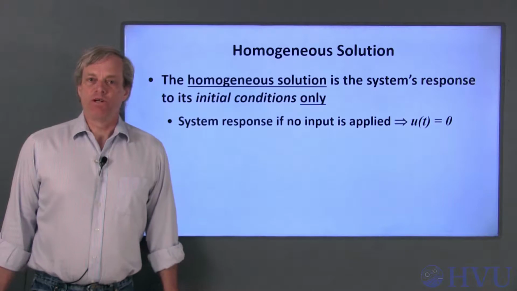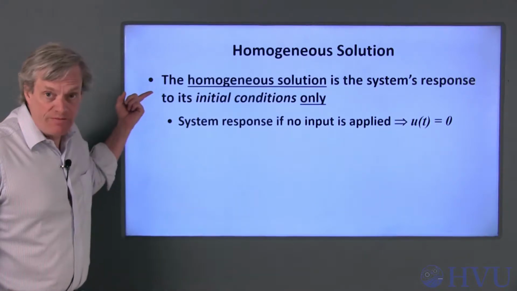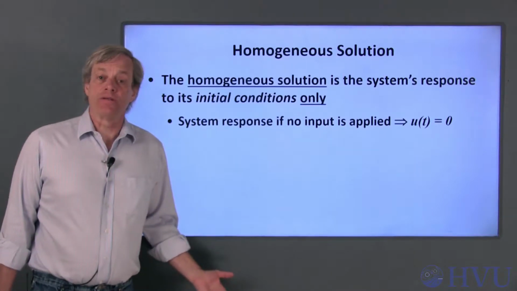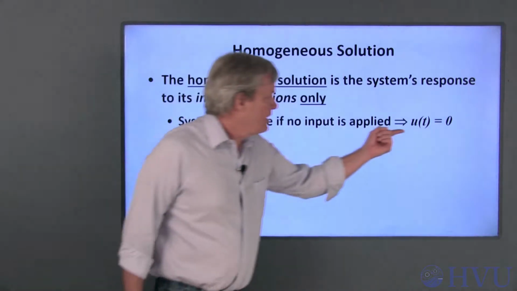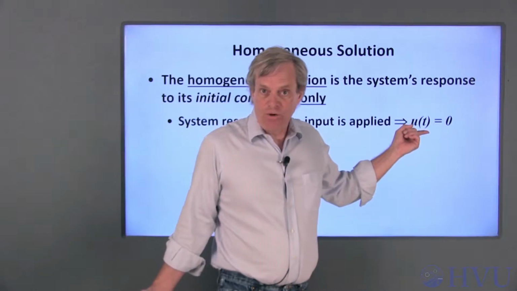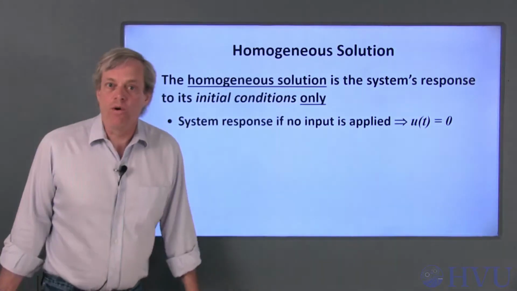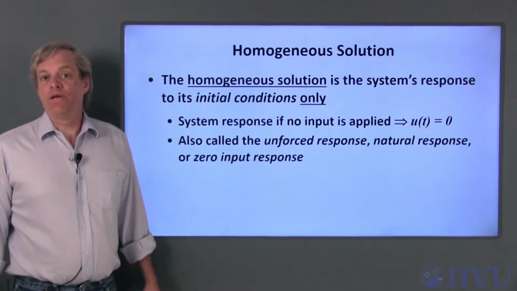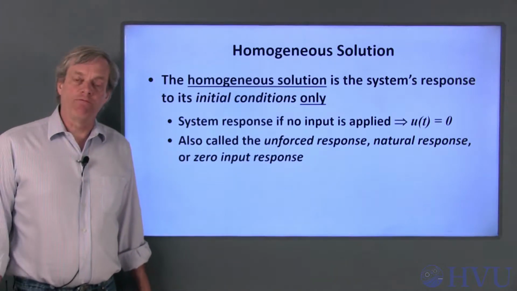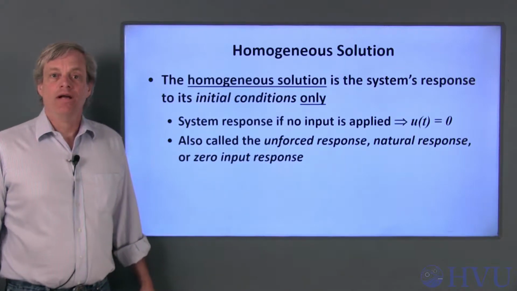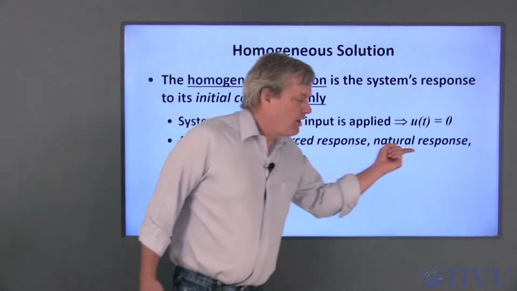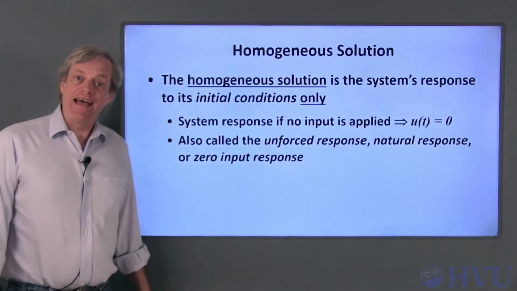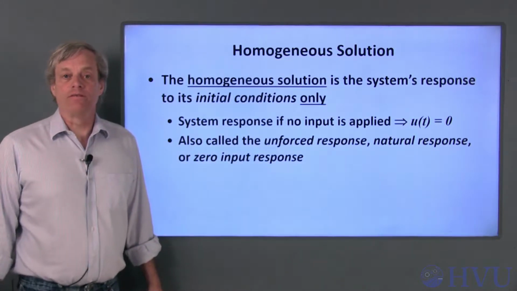As I mentioned on the previous slide, the homogeneous solution of the differential equation is the solution due only to the initial conditions. For this case, the input, u of t in our original equation, is set equal to 0. This response is also called the unforced response or the zero input response, since there's no forcing function providing an input to the system. This response is also commonly called the natural response, since the system is, in some sense, responding naturally without outside interference.